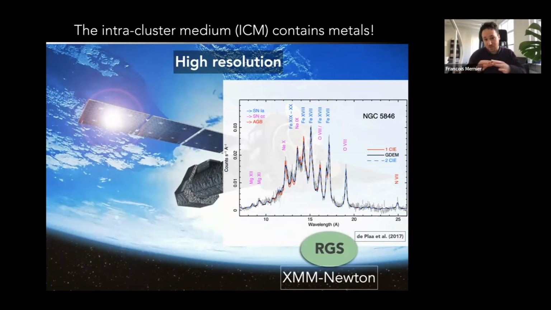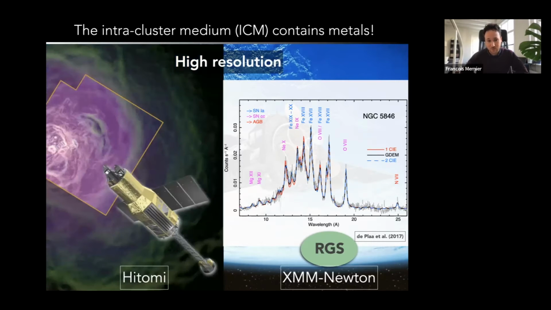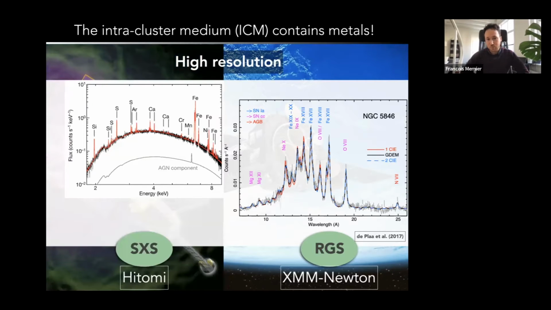So RGS is this other instrument on XMM-Newton, a slitless grating spectrometer. So if my source is not too extended, then I can hope to disentangle some of these lines here. And again, with these lines, as I'm going to show you in the next slide, we can constrain the abundances. Obviously, now Hitomi came in 2016 and just delivered a beautiful spectrum of the Perseus cluster.